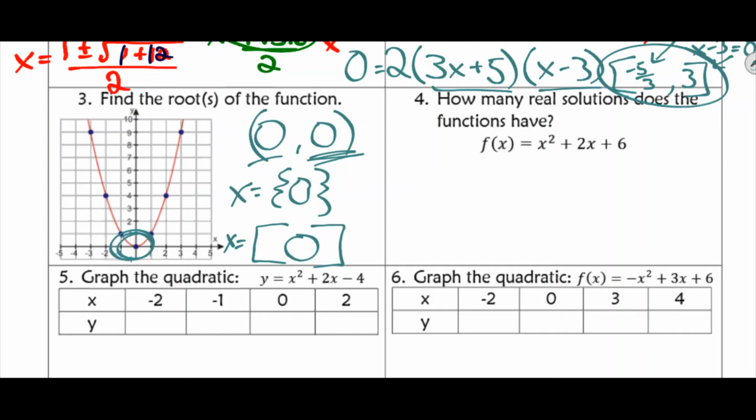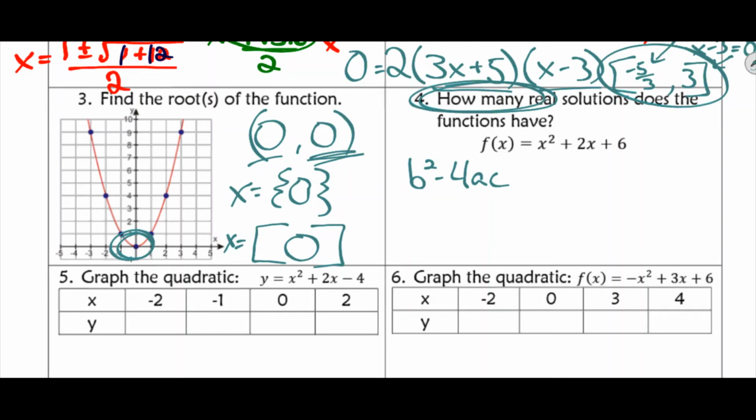Number 4 is asking a different question altogether. It's saying how many solutions do we have? So it's not actually asking for the solutions themselves, it's actually asking for how many we have, which we can use the discriminant for. So the discriminant just tells us how many solutions we have. We also have to understand what that really means.